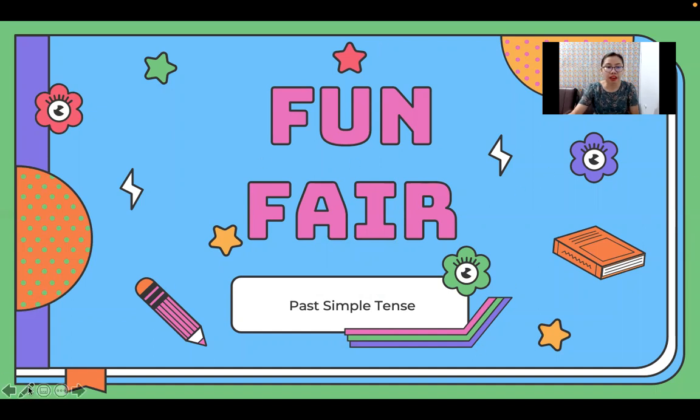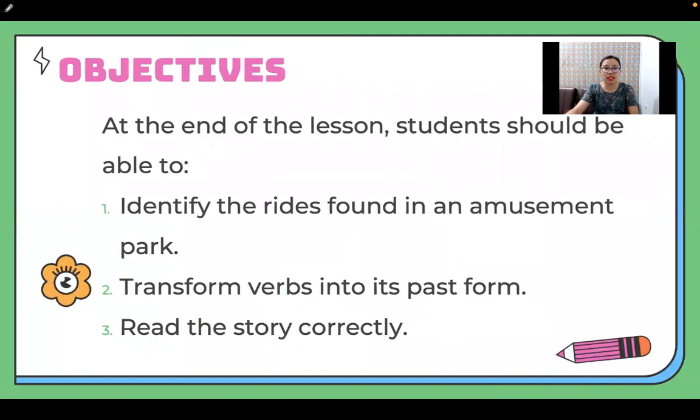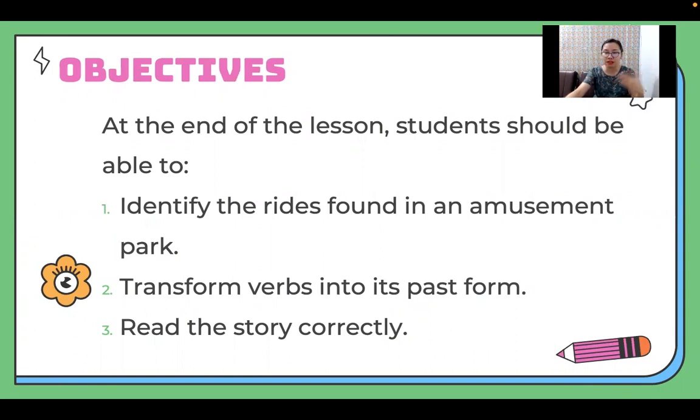Today we will be talking about fun fair. Everybody say fun fair. Fun fair. We will be talking about past simple tense. In this lesson, we will look at the rides in an amusement park or attractions, transform verbs into their past tense form, and then read a story about going to the amusement park.